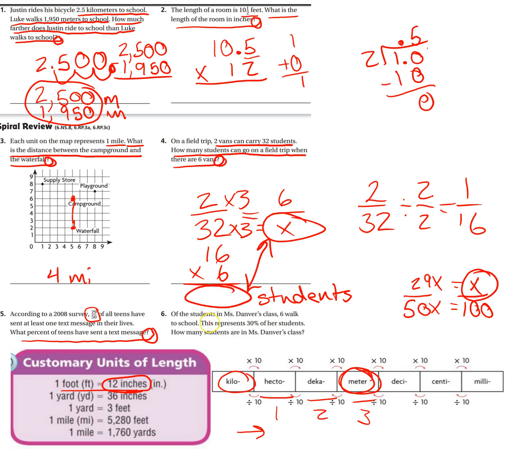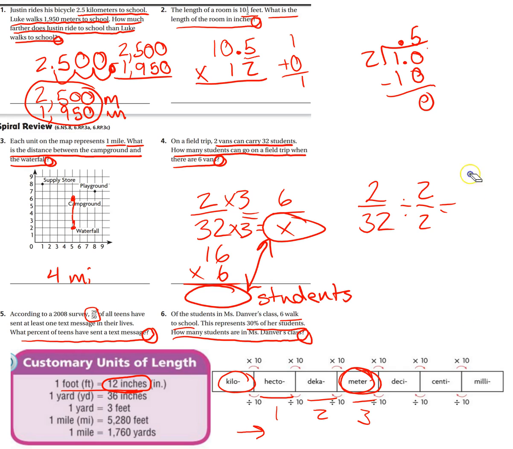Number 6, of the students in Miss Danvers' class, 6 walk to school. This represents 30% of the students. How many students are in Miss Danvers' class? Okay, I'm going to erase some of my previous work just so I have some more scratch paper space. But again, you just grab another piece of scratch paper. Okay, you don't need to erase anything.